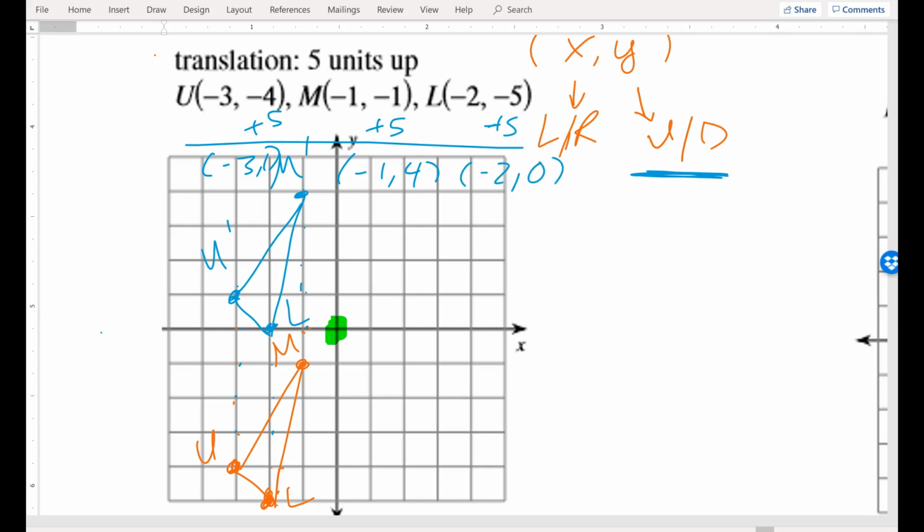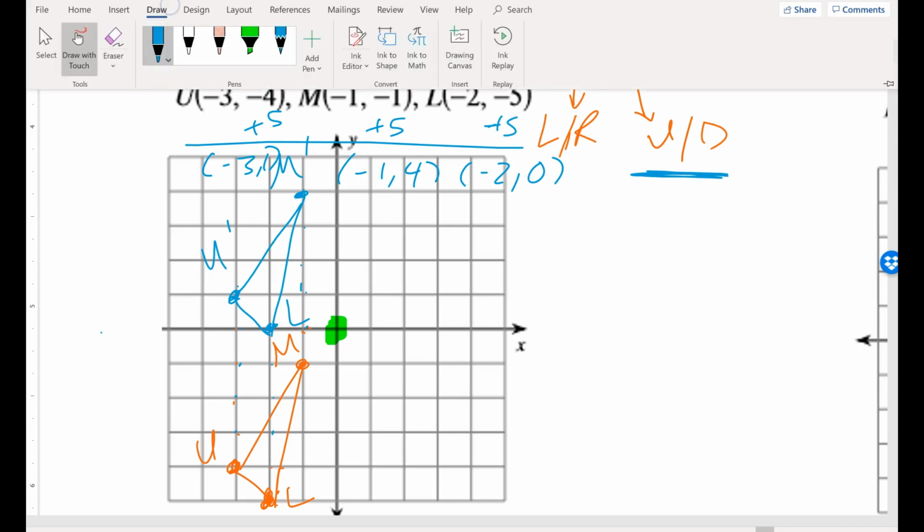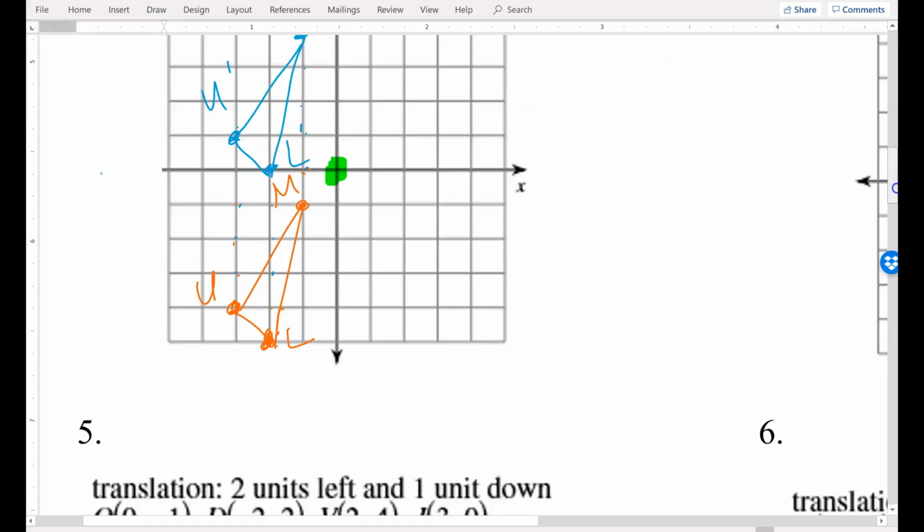Now watch what the ordered pairs are. -3, 1. That means go to the left 3, go up 1. That's U prime. -1, 4. Go to the left 1 and go up 4. 1, 2, 3, 4. That's M prime. And then -2, -5. I add 5 and I get 0. -2, 0. That's L prime. So there it is. That's all we're doing. This lesson is easy. It's easy.